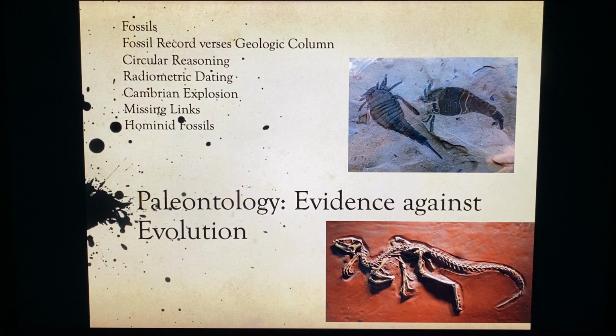We are on chapter 14, section 2, and we're going to be talking about paleontology, the evidence against evolution. What is paleontology? It has to do with fossils. It's actually finding these fossils. And here we have the fossil record actually giving us evidence against evolution. We're going to be talking about fossils, fossil record versus the geological column, circular reasoning, radiometric dating, the Cambrian explosion, missing links, and hominid fossils.